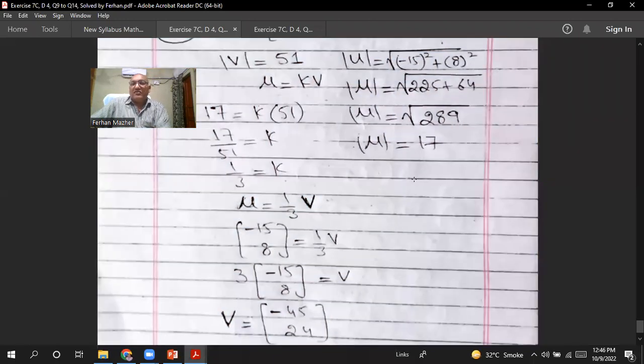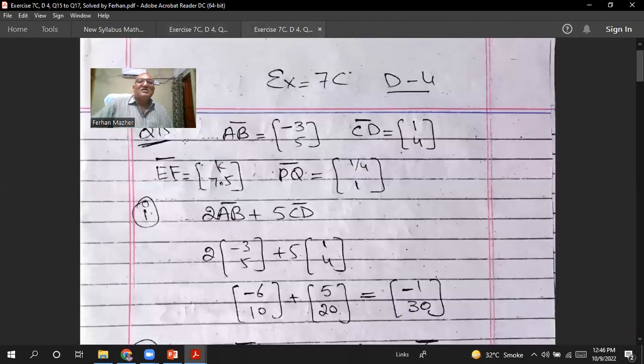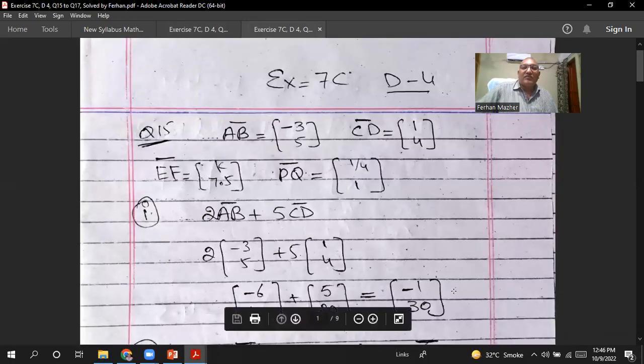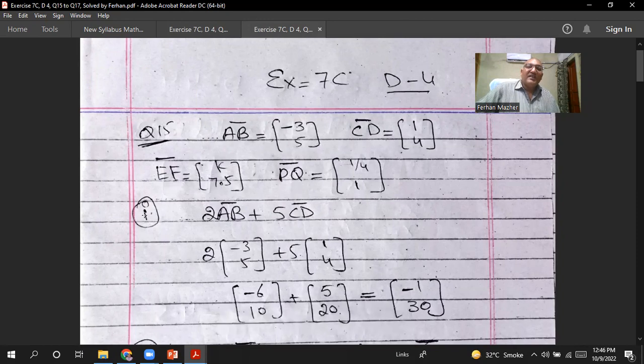Okay, why is it not moving? Okay, sorry, this was in the other file. Okay, now I have this. AB is this, CD is this, EF is this, PQ is this. The first part, they asked me to find out 2AB plus 5CD. So just in the place of AB, substitute its column vector.